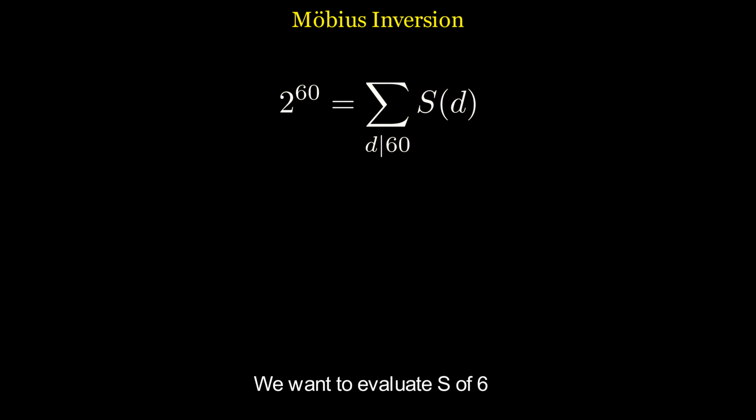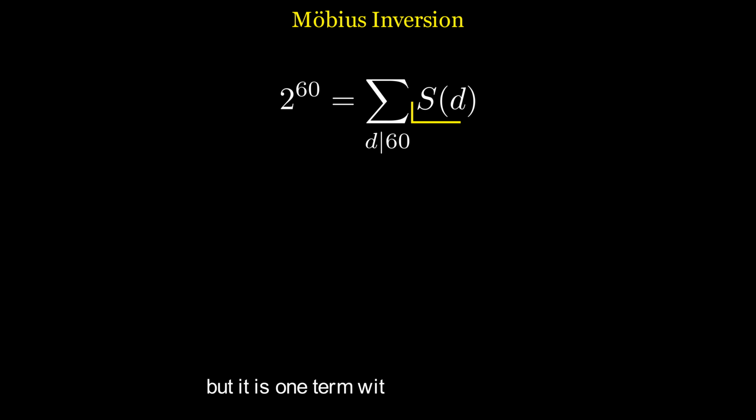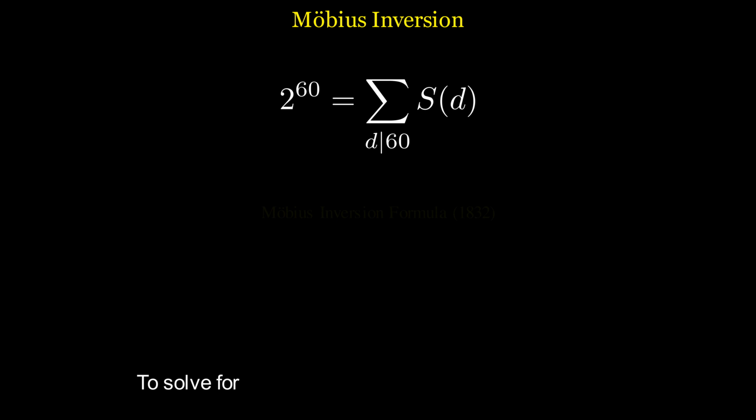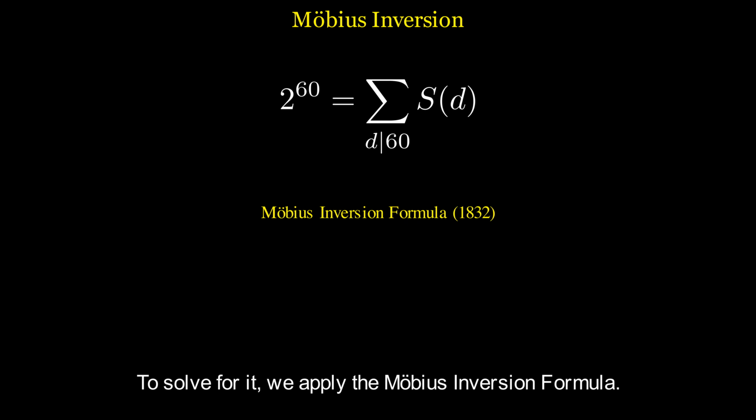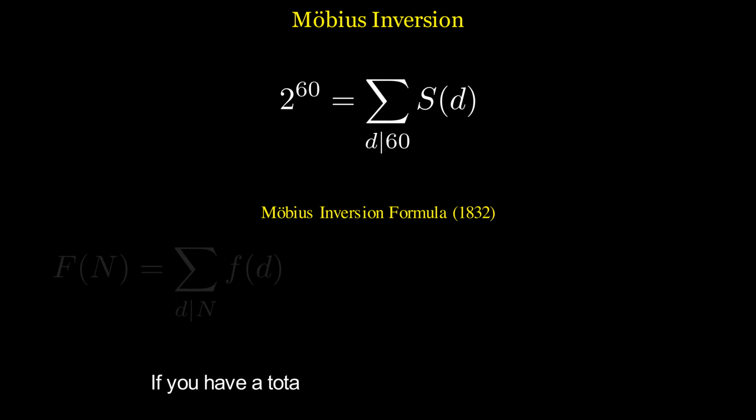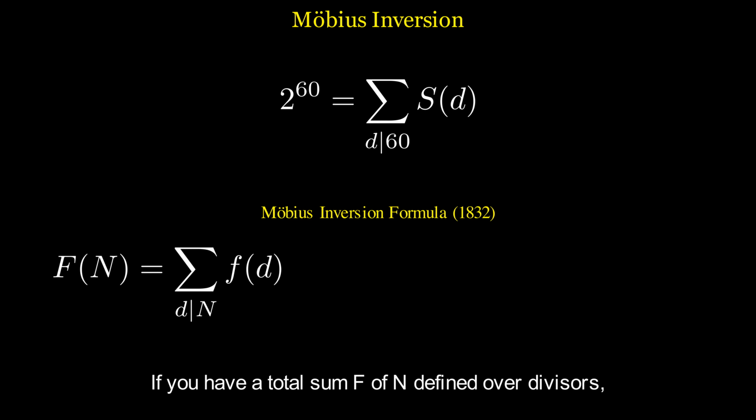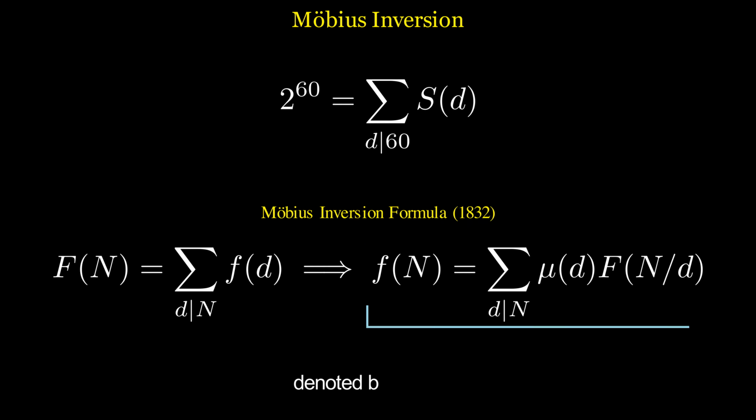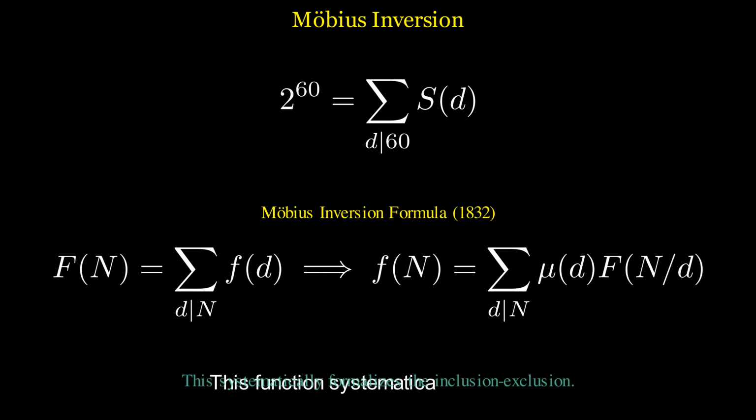We want to evaluate S of 60, but it is one term within this summation, along with S of 30, S of 20, and the others. To solve for it, we apply the Möbius Inversion Formula. If you have a total sum f of n defined over divisors, you can invert it to solve for f of n. We use the Möbius function, denoted by mu of n. This function systematically evaluates the inclusion-exclusion coefficients.